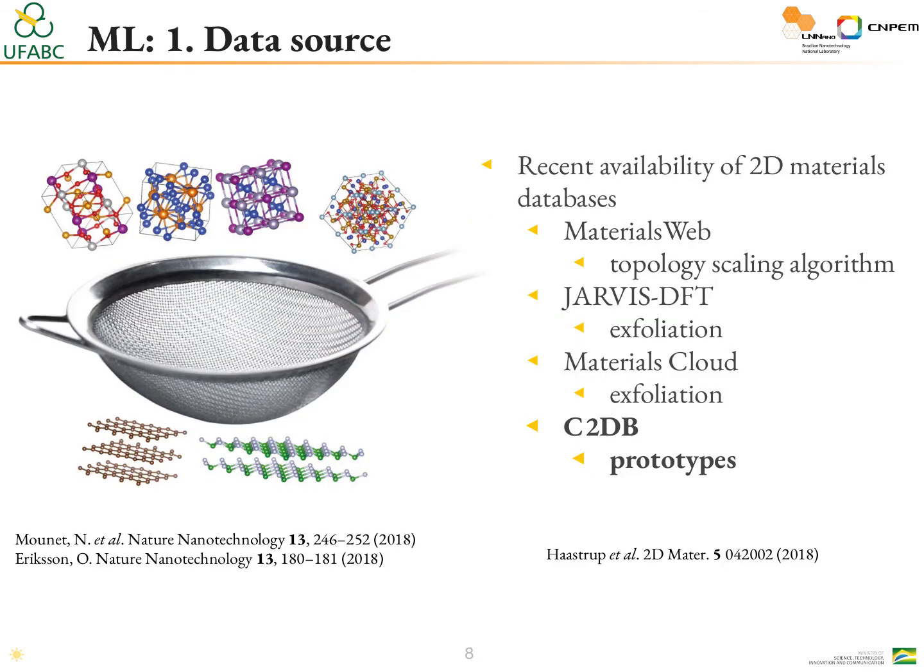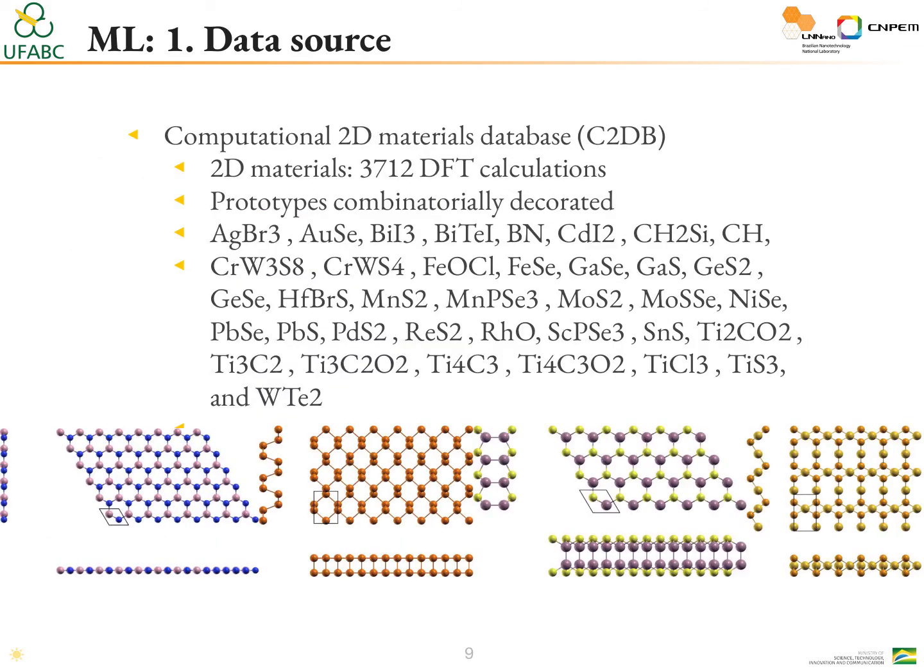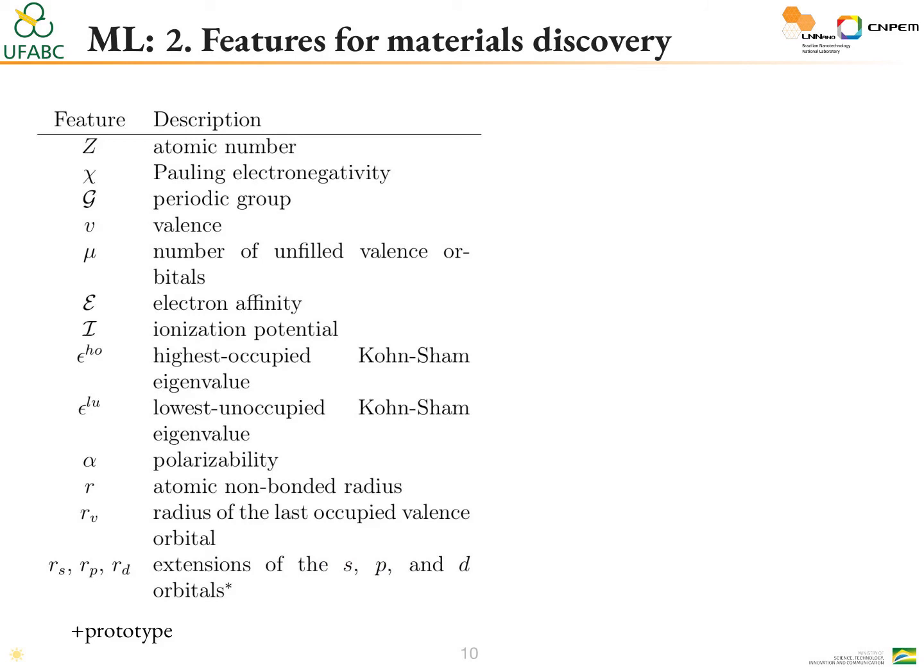The data source we use is the C2DB, which contains over 3,000 2D materials DFT calculations, based on a combinatorial decoration of different structural prototypes. An important point is that differently from most machine learning for materials, in the case of materials discovery, we do not have the structures, atomic positions, since that would require calculations which we want to bypass. Instead, we use atomic properties and the proposed prototype structure.